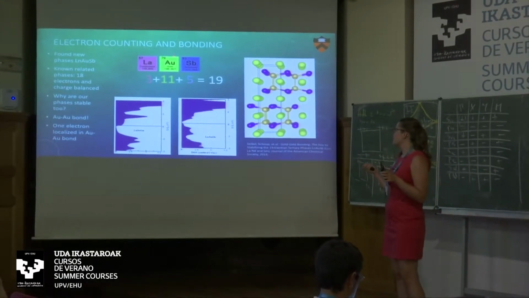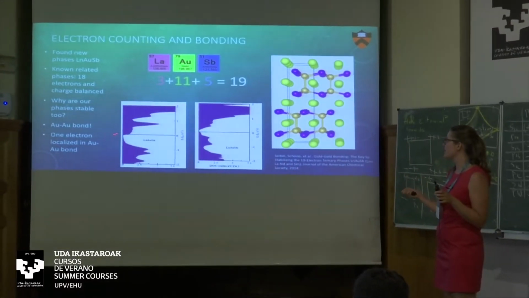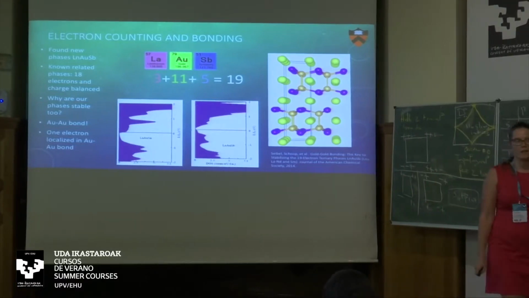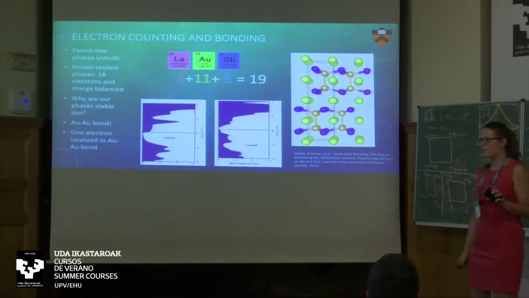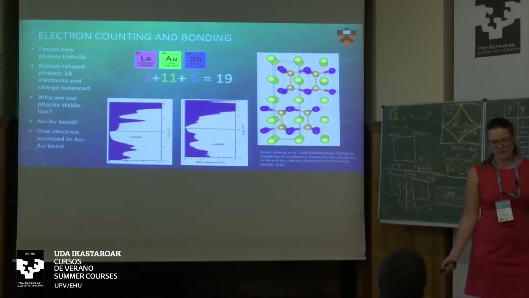I said, I think lanthanum gold tin can exist, because tin has 1 less than antimony, and then I calculate the density of states and see it has a minimum here, so it's a semi-metal. So it said 18 electrons, that's all great. But she was like, no, I definitely had 1-1-1, and I have 19 electrons.